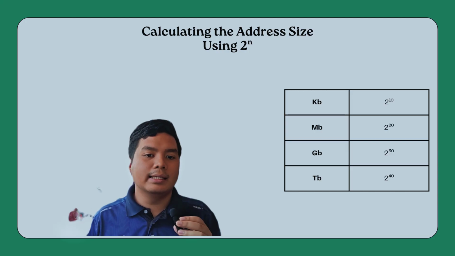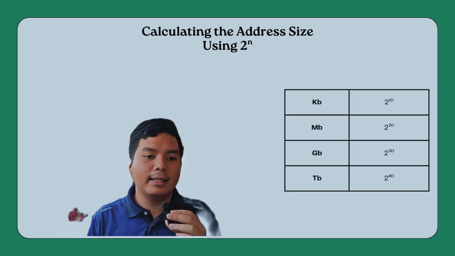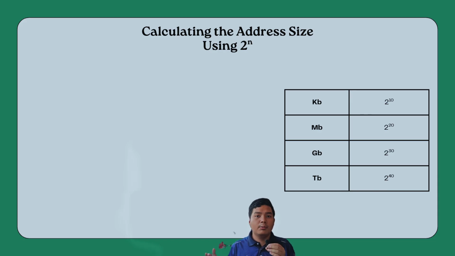In most computer systems, one memory address stores 1 byte. This means the number of memory addresses is equal to the number of bytes. So first, we will calculate for the 128 megabytes. Since it is in megabytes, we can see in this table, we will multiply it with the 2 power of 20. So the calculation will be like this.